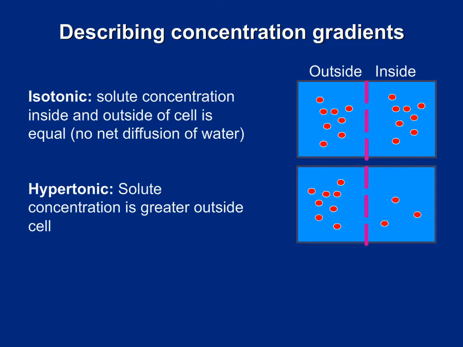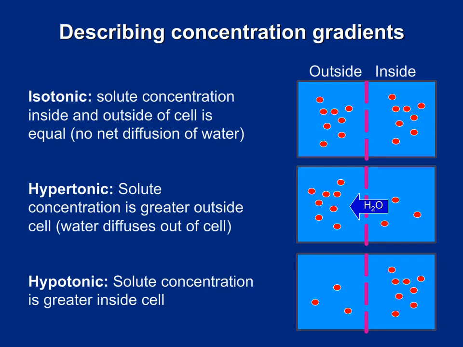On the other hand, a hypertonic solution would have a greater solute concentration than the inside of a cell. So here you can see we have a lot more solute outside the cell than we do inside the cell. Again, assuming that this membrane is relatively impermeable to our solutes, but permeable to water, what do you think is going to happen? Well, remember that solutes suck. That is, water is always going to be sucked to an area where there are more solutes. And because there are more solutes outside the cell, the water is going to be drawn across the cell membrane from inside the cell to the outside of the cell.